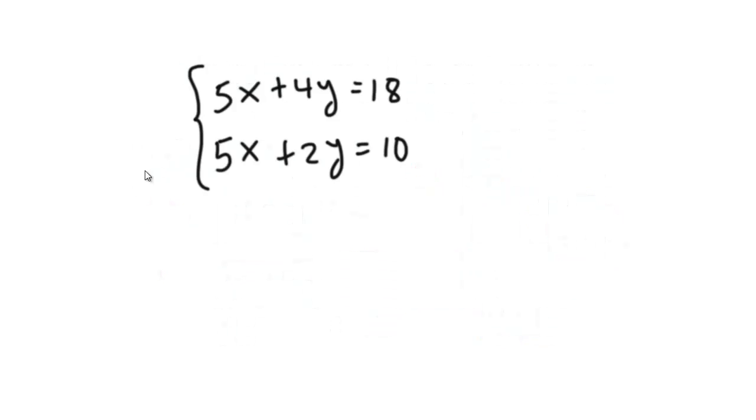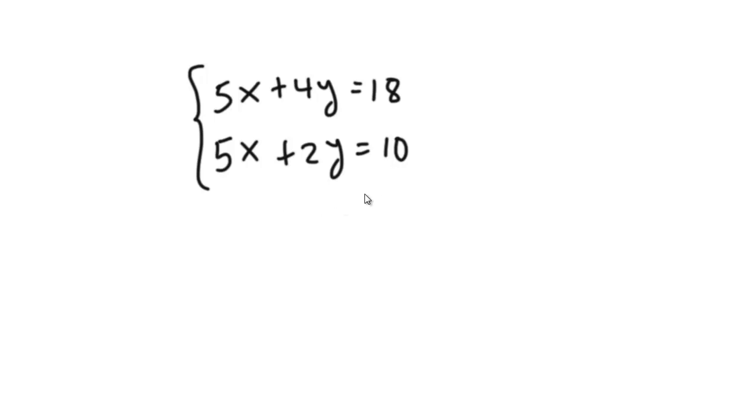Okay, let's try a harder one. Let's say we have 5x plus 4y is equal to 18 and 5x plus 2y is equal to 10. Alright, so that makes up the system of linear equations here. So we have these two linear equations. So now if we were to add the first equation with the second equation, you won't be able to eliminate either the x nor the y, right? So that won't work out too well.